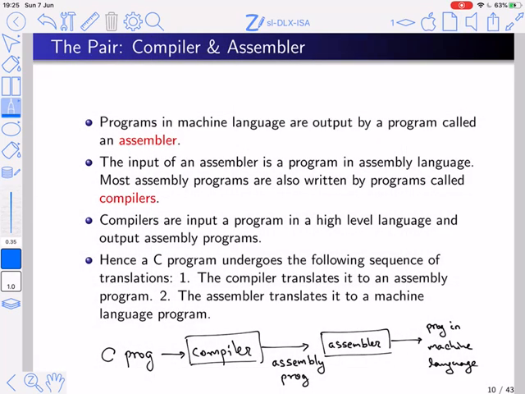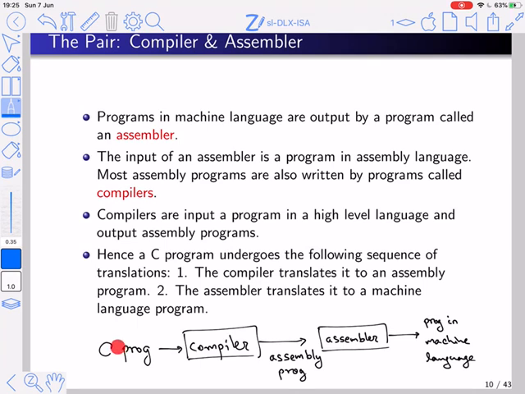So let's describe two programs. One is called the compiler and the other one is called an assembler, and try to explain what these programs do. So I write programs, say, in C, and I want to execute them on my computer, but my computer can only execute programs in machine language. So I need to find a way to translate this C program to a program in machine language.